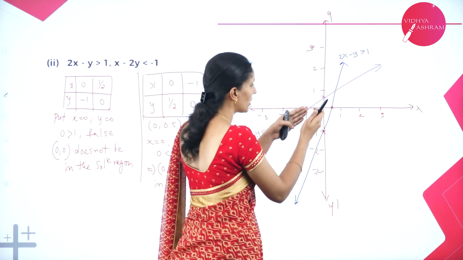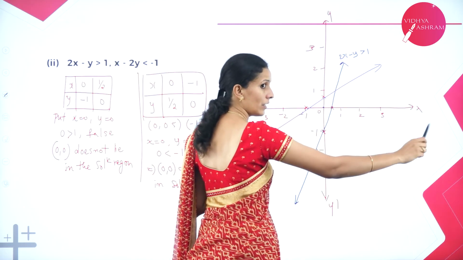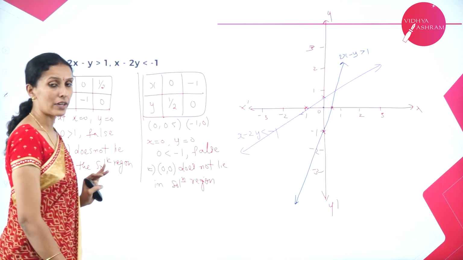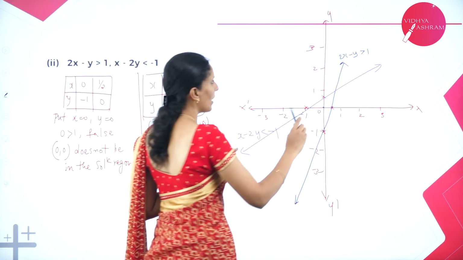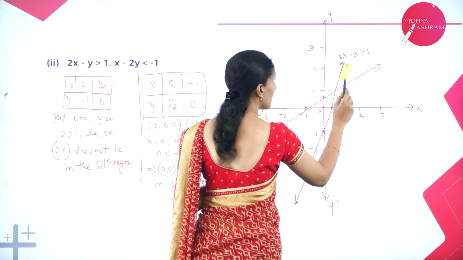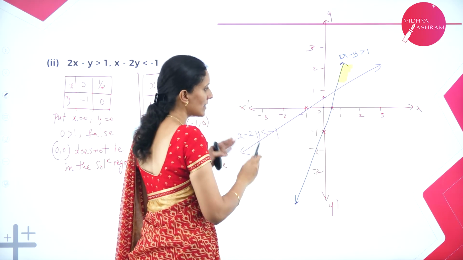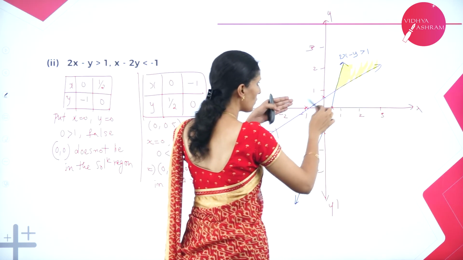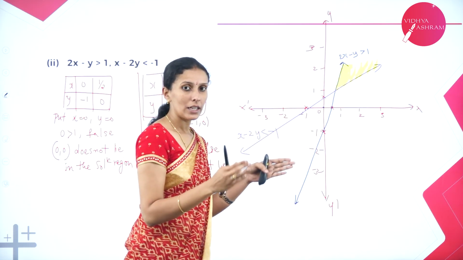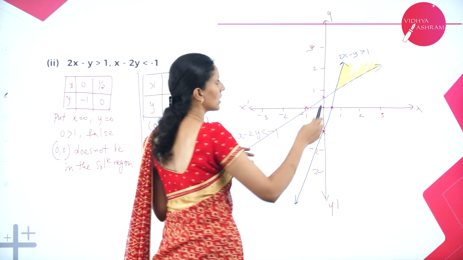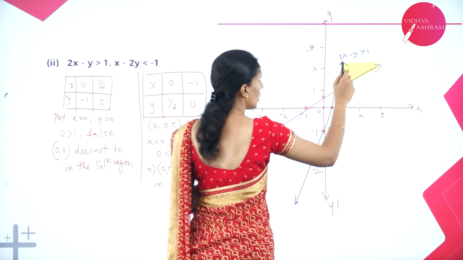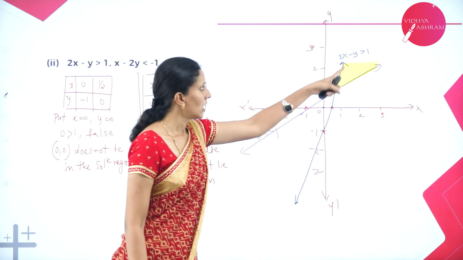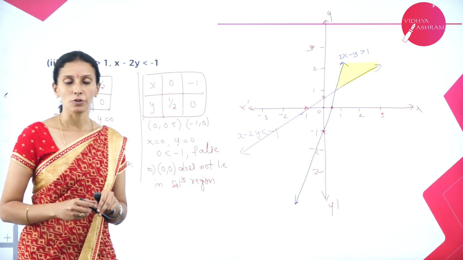And we have seen for the first line, the shaded region will be the right side of the line. And here it is above the line. So where does the solution region lie then? Clearly you can observe, if you shade this part, it will not include 0. And similarly, if you shade above this line, it will not include 0. So therefore, where the two regions overlap, that will be the solution region. So for these inequalities, the shaded region will be the solution region.